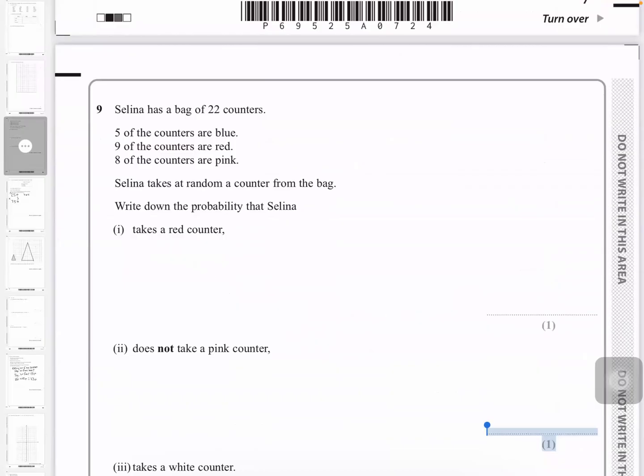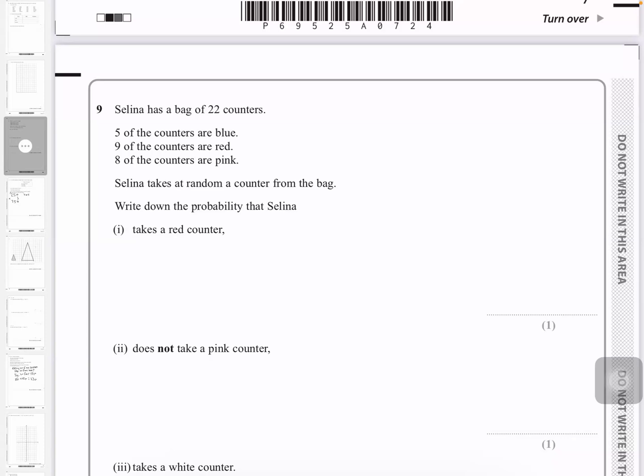Selena has a bag of 20 counters. 5 of the counters are blue, 9 of the counters are red, 8 of the counters are pink. Selena selects at random a counter from the bag. Write down the probability that Selena selects a red counter.